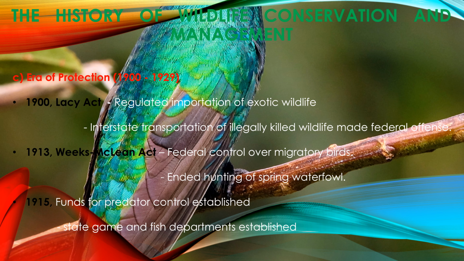By 1913, the Weeks-McLean Act was also put in place, which gave federal control over migratory birds. It also ended hunting of spring waterfowl. And by 1915, the Funds for Predator Control section was established, which also saw the establishment of state game and fish departments.